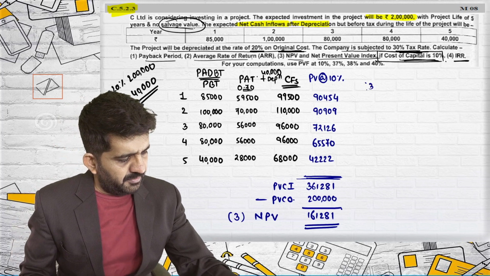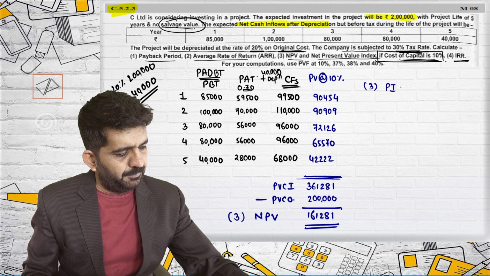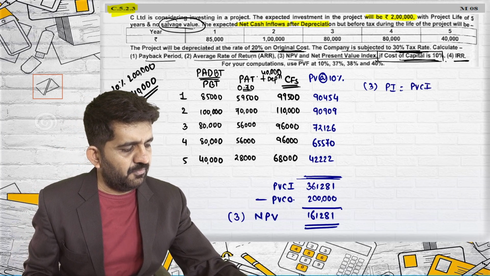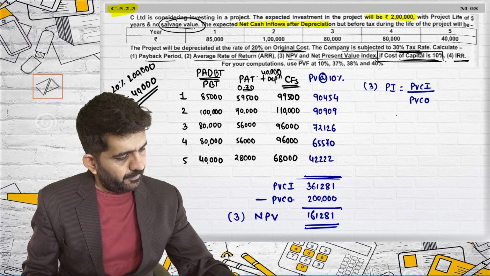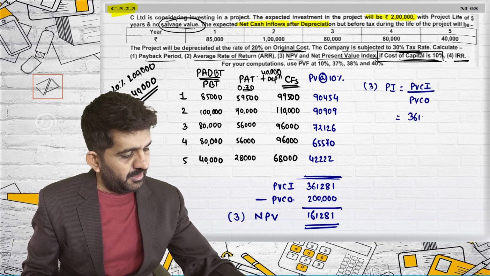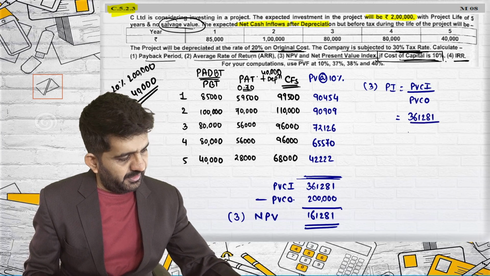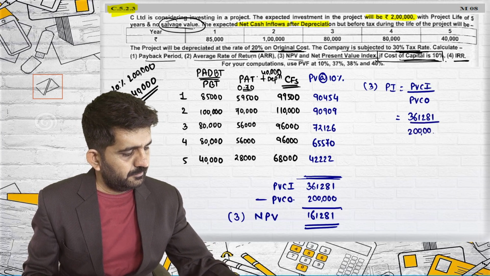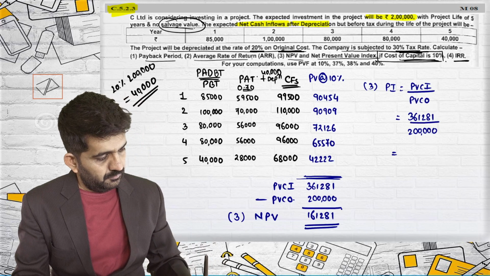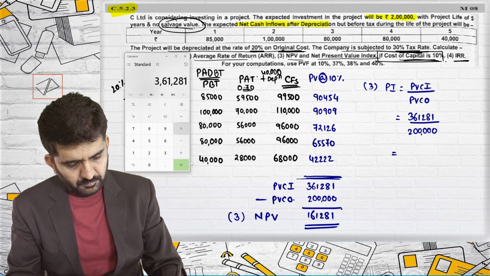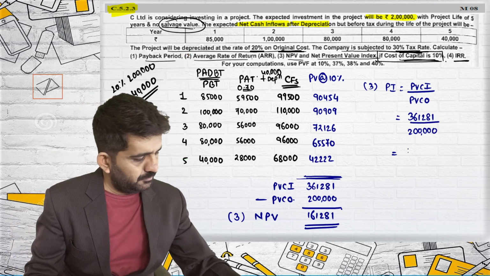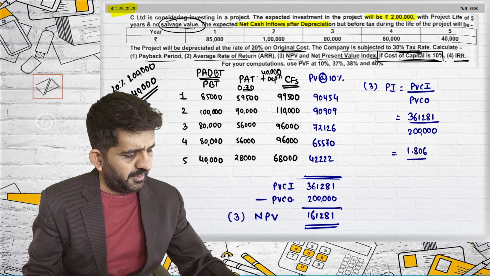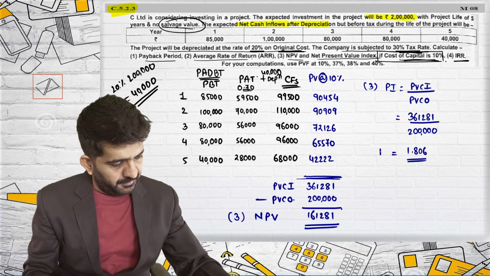Also in answer number 3, they are asking me PI. PI is present value of cash inflow divided by present value of cash outflow. It is 361,281 divided by 2 lakhs, which is 1.806. That is my PI.